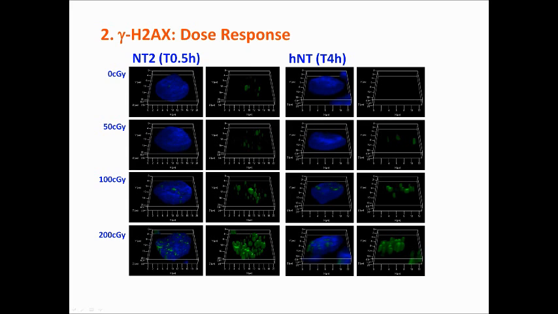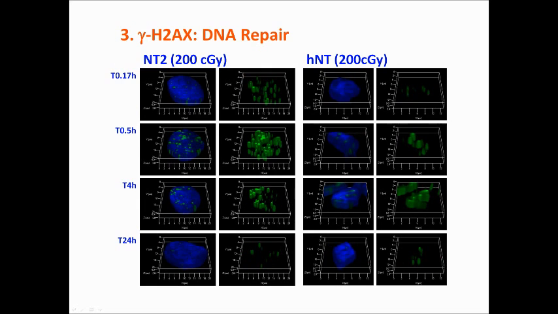This is a full dose response curve in two cell lines. This is a neural stem cell, and this is a fully differentiated neuron. So you can do analysis in two different cell types, as a function of dose induction, and you can see very clearly how that responds. You can also do kinetics of repair, the same thing versus time, and see how it decreases.